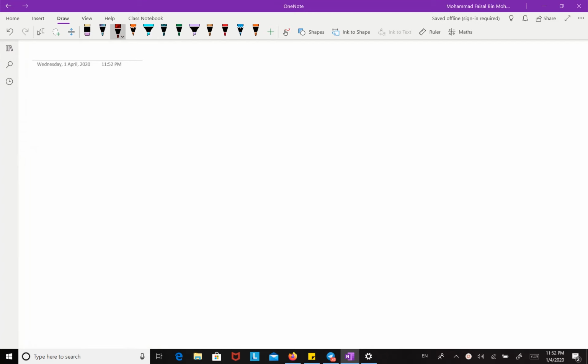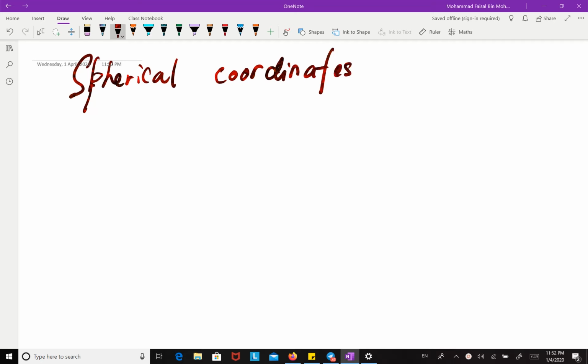So today I will continue with spherical coordinates in triple integral. I would like to draw a sphere first to understand the mechanism of the integration.